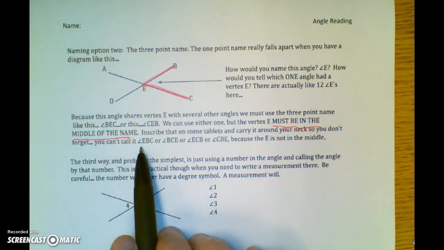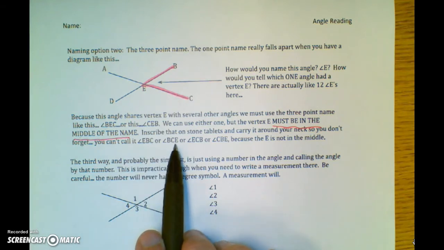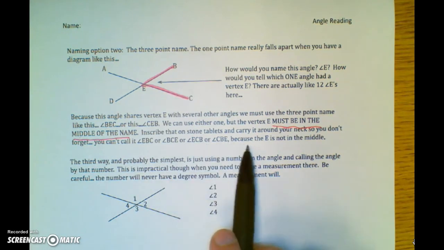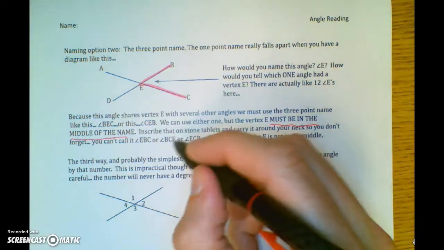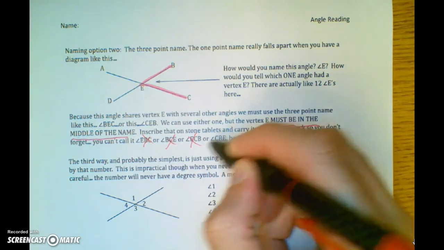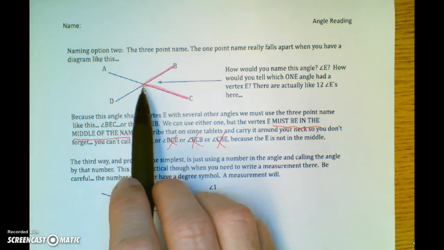You can't call it angle EBC or angle BCE or any of these names because the E is not in the middle. These are all bad. E is your vertex. It has to be in the middle.